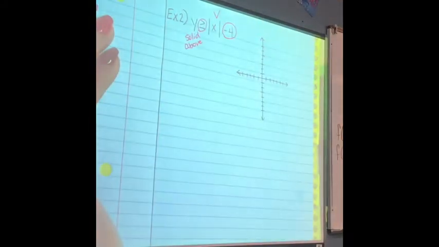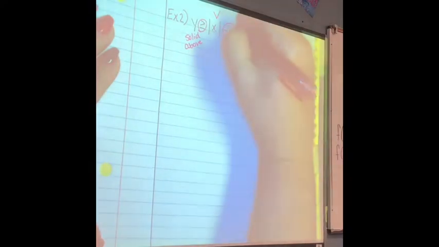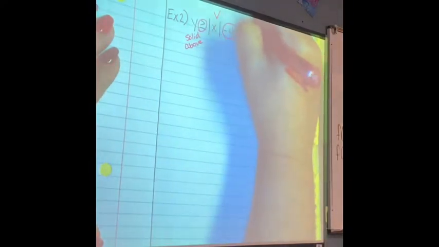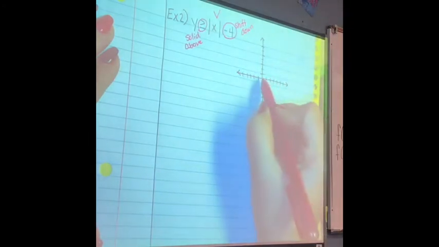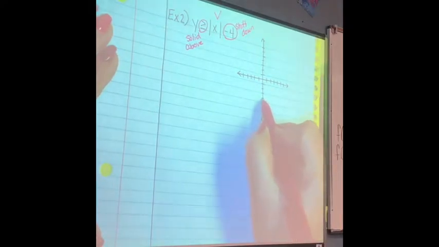What does that mean? What'd you say? The vertex is going to shift how many units down from the parent function, right? We got to keep referring back to that parent function. It's going to shift down, right? All right, so my parent function vertex starts at 0, 0. So this one's going to start at 0, -4.